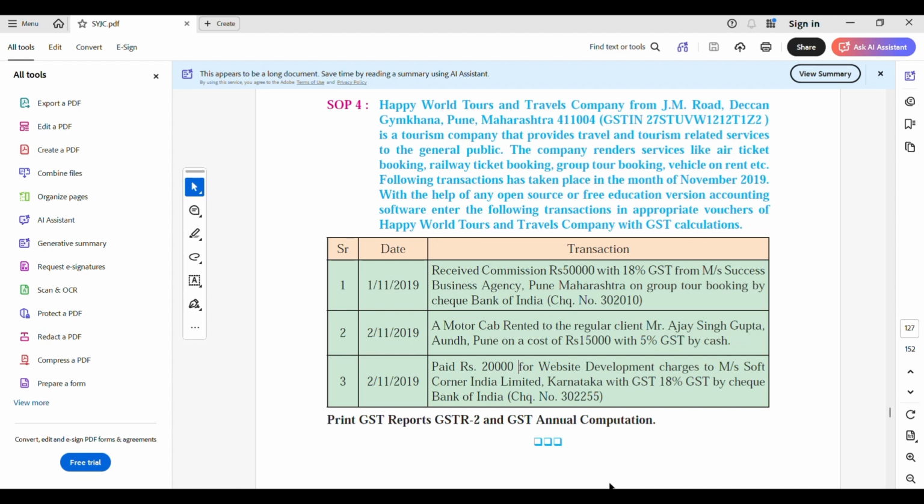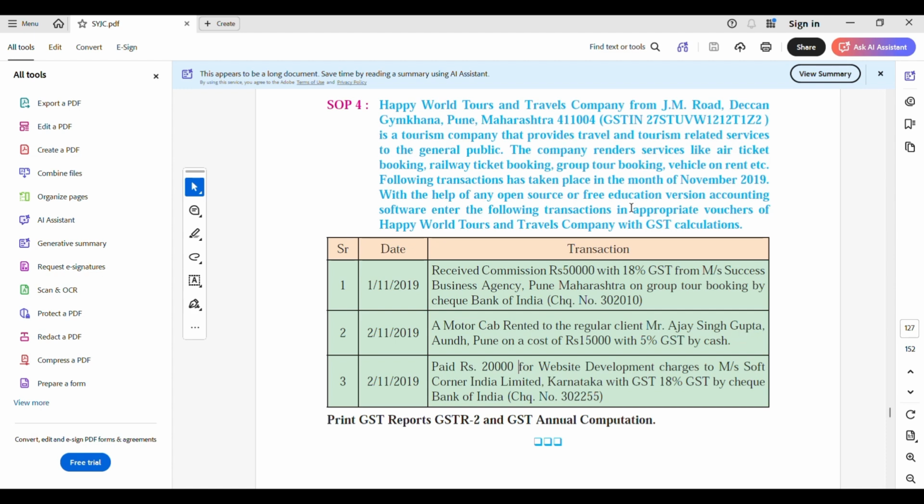So let's begin. We have Happy World Tours and Travels Company from JM Road, Deccan, Gymkhana, Pune, Maharashtra with the following GST TIN number. It is a tourism company that is providing travel and tourism related services to the general public. The services rendered are air ticket booking, railway ticket booking, group tour booking, vehicle on rent, etc.